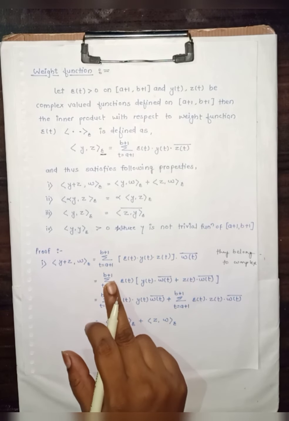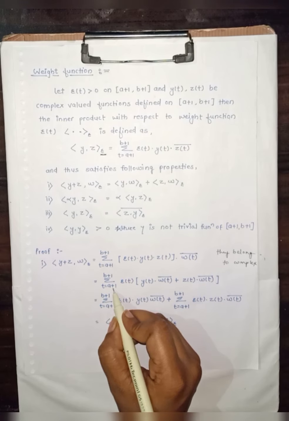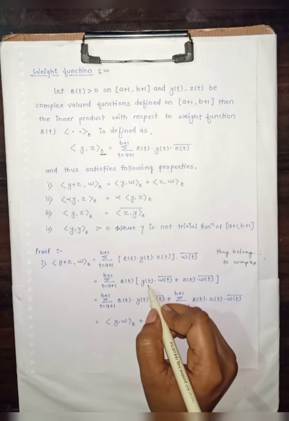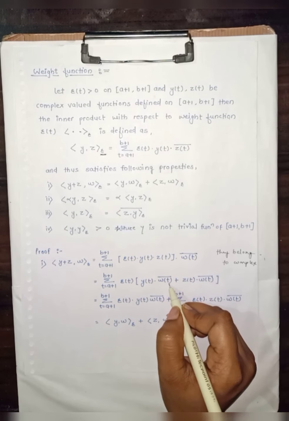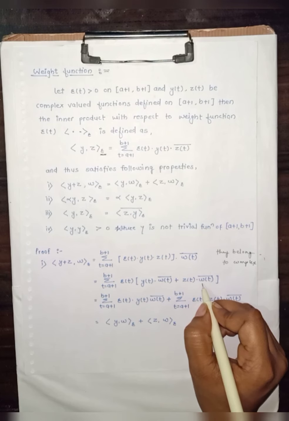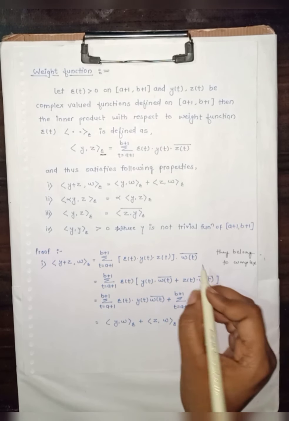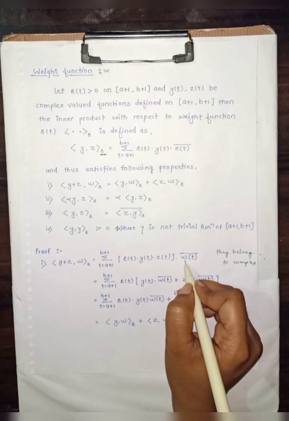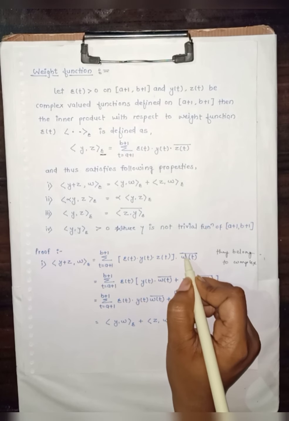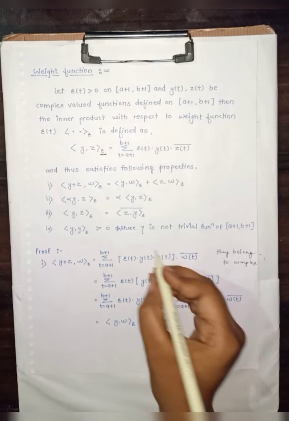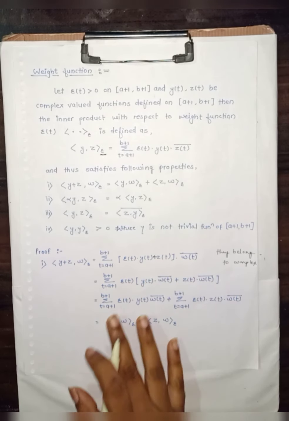Therefore equals summation from t equals a plus 1 to b plus 1 of r of t into y of t plus omega of t conjugate plus z of t and again omega of t conjugate. So we have taken r of t out of the bracket and multiplied the omega of t conjugate to y of t and z of t. Sorry, this should be plus.